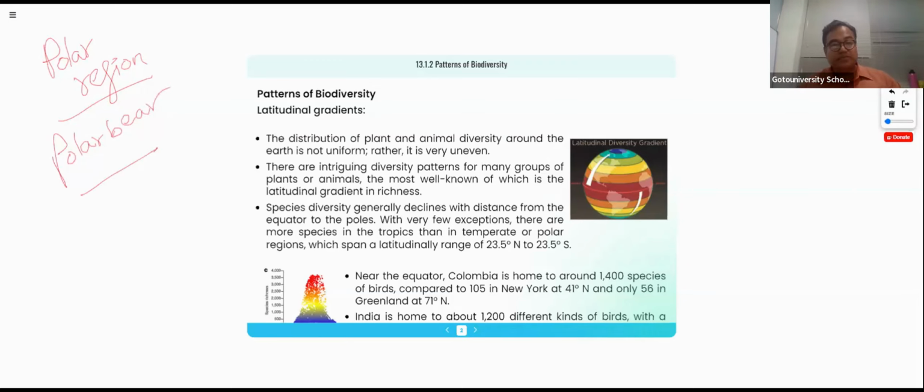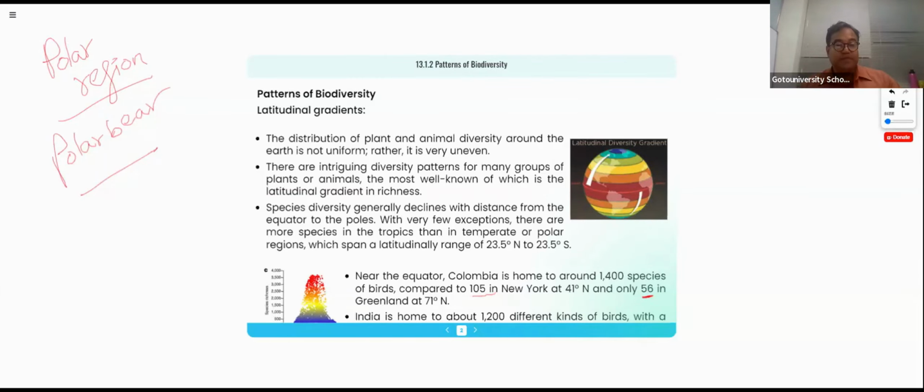So now we are entering into the important theme in the species diversity information. Colombia is having a maximum bird species, whereas New York is having only 105 avians. Whereas Greenland, at 71 degrees north, which we call a latitudinal gradient, has only 56 species. Like this, each and every part of the world is having its own species population, right?